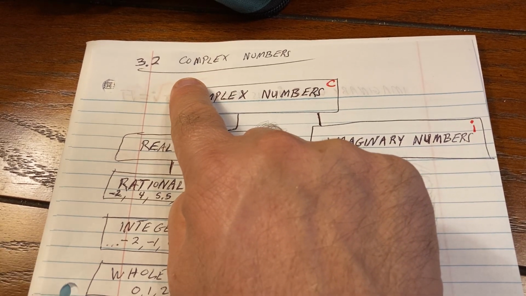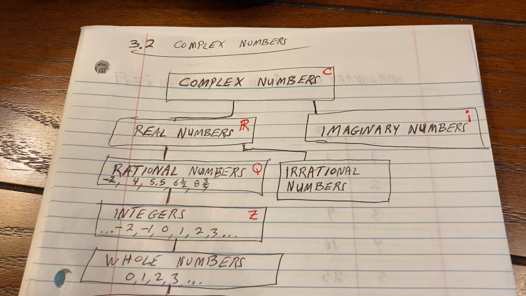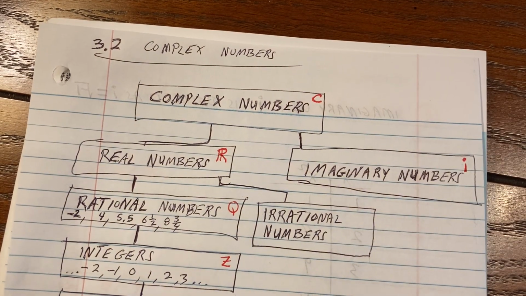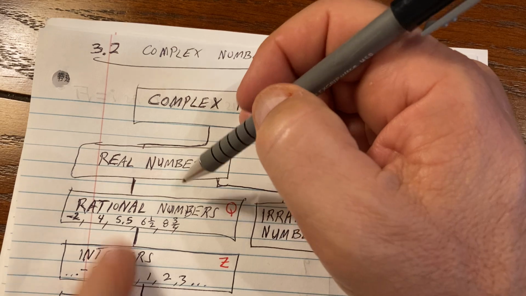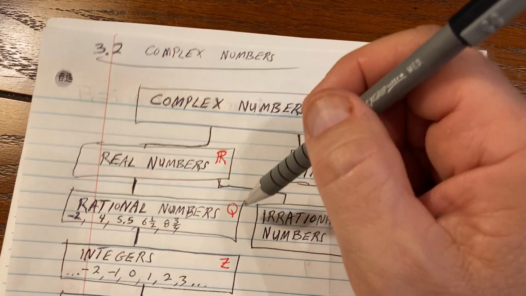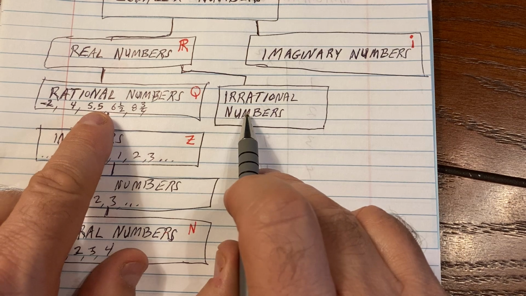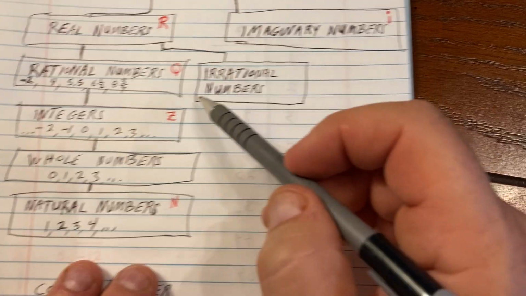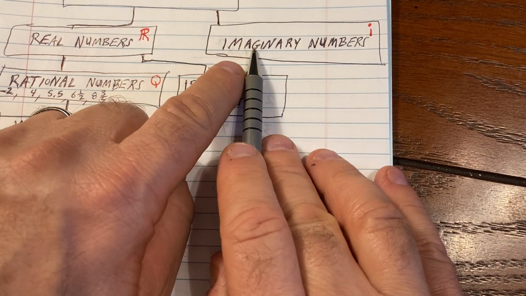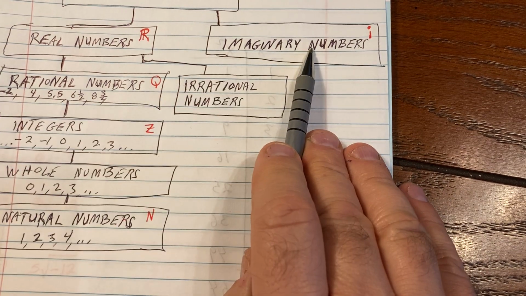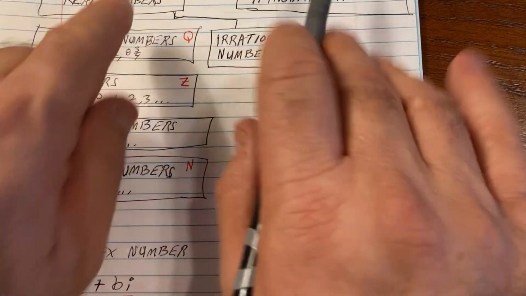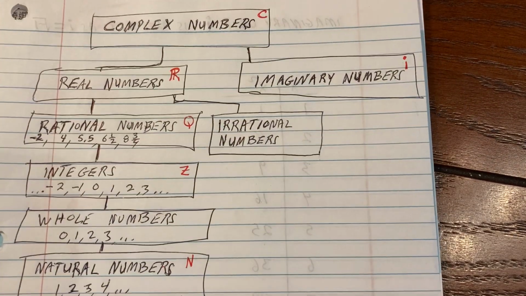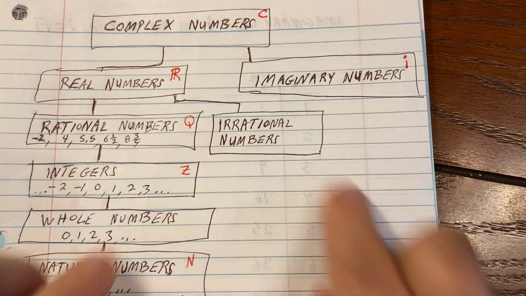Section 3.2, complex numbers. Complex numbers are composed of all the stuff we've seen before. It used to be just real numbers, broken down into rational numbers and irrational numbers, then integers, whole numbers, natural numbers. Now we introduce a new thing called imaginary numbers. Imaginary numbers and real numbers come together to give you complex numbers.